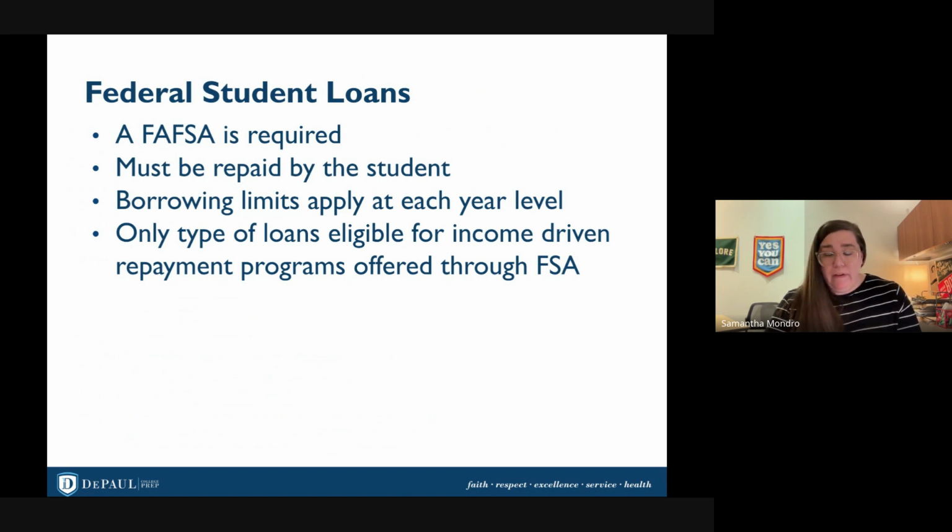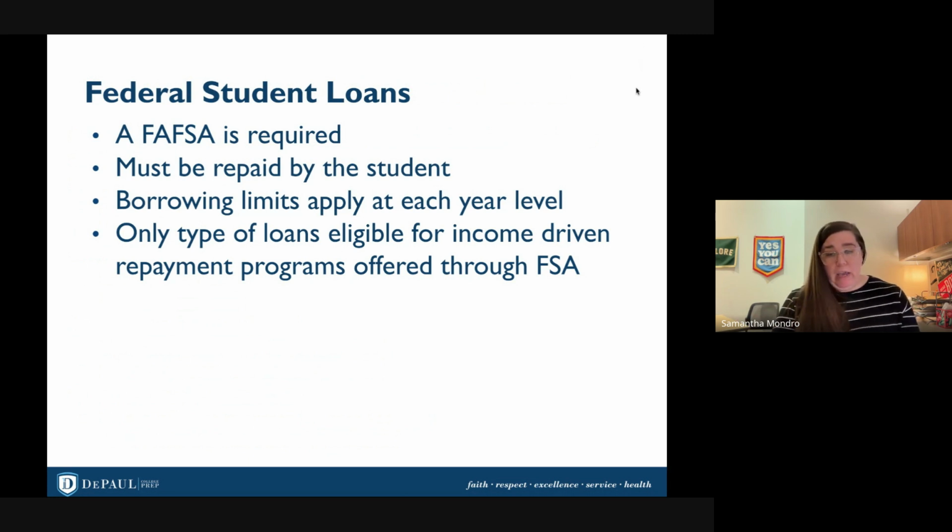Now, federal student loans are going to be a possible option for students, and the way in which you qualify for federal student loans is by completing the FAFSA. And it is going to be in the student's name. So when students get federal loans through the government, they will be required to pay them back.